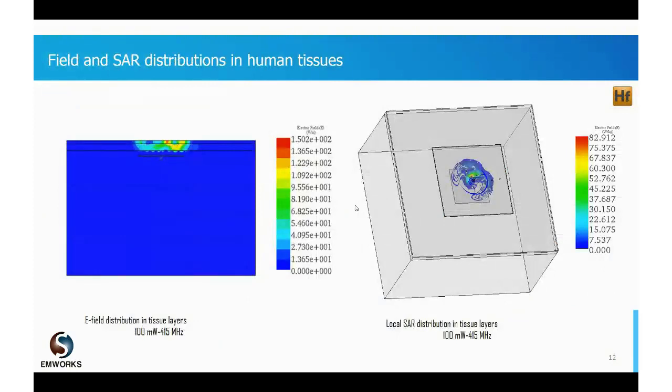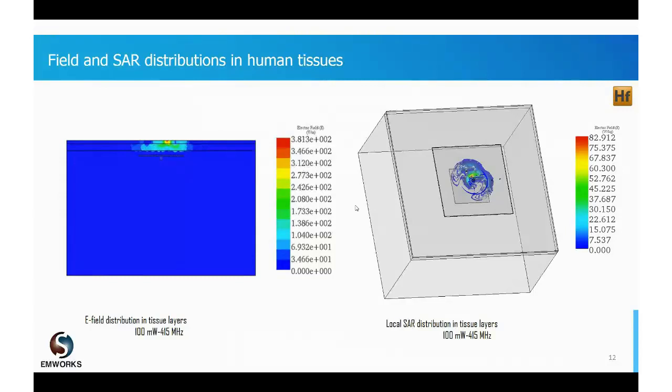And again, when we do the electromagnetic antenna simulation, we can also look at the electric field and specific absorption ratio at different frequencies and so on. So this is a flavor of what we expect in today's demo, in today's webinar.